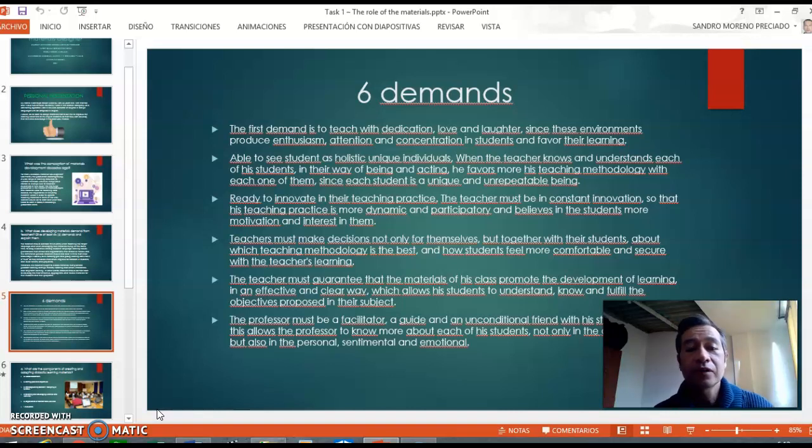5. The teacher must guarantee that the materials of his class promote the development of learning in an effective and clear way, which allows his students to understand, know, and fulfill the objectives proposed in their subject. 6. The professor must be a facilitator, a guide, and an unconditional friend to his students, always seeking to know more about each of his students, not only in the academic part, but also in the personal, sentimental, and emotional.